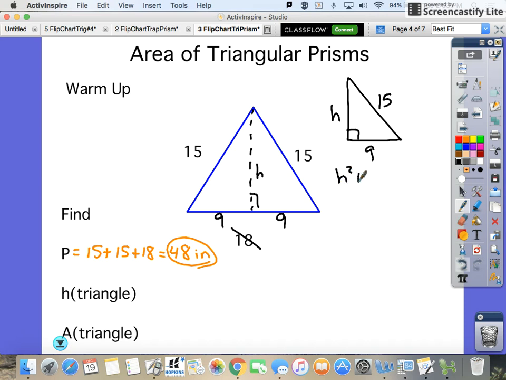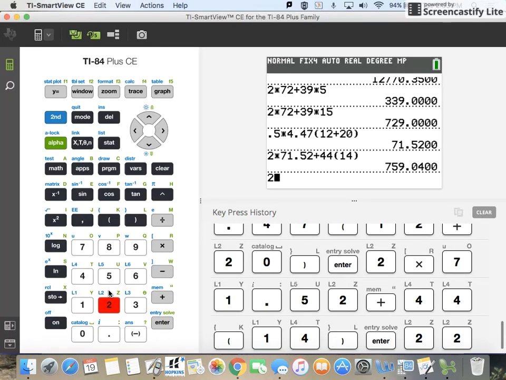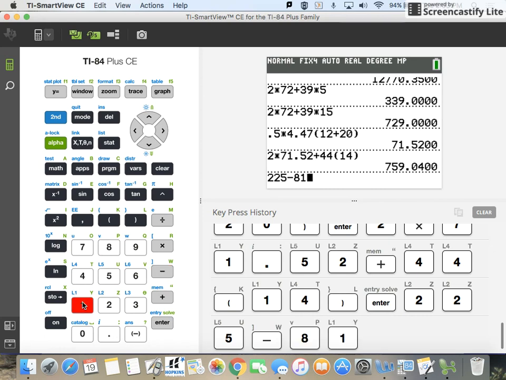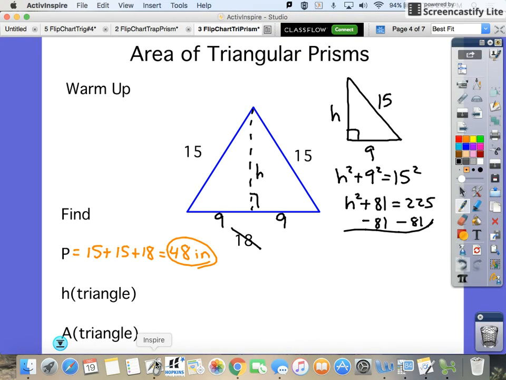So h squared plus 9 squared equals 15 squared. So h squared is equal to, sorry, I'll write it out for you guys. This equals 225 minus 81. And we get 225 minus 81 is 144. H squared equals 144. Square root that on both sides, and we get h is 12. So the height of our triangle is 12.